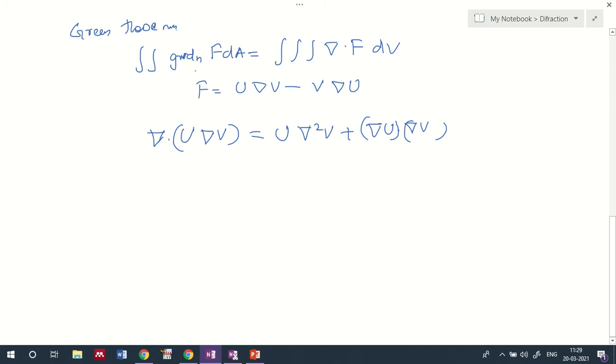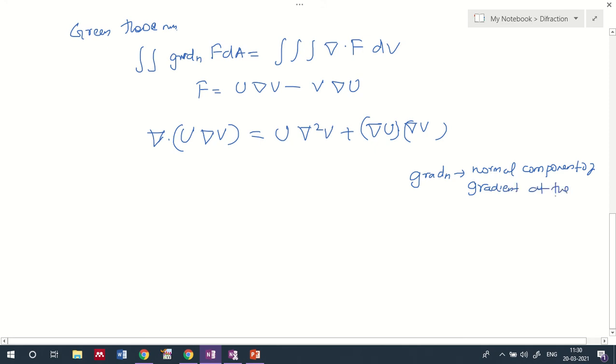So what does grad n mean? It is the normal component of the gradient at the surface of integration. So that is what we represent as grad n.